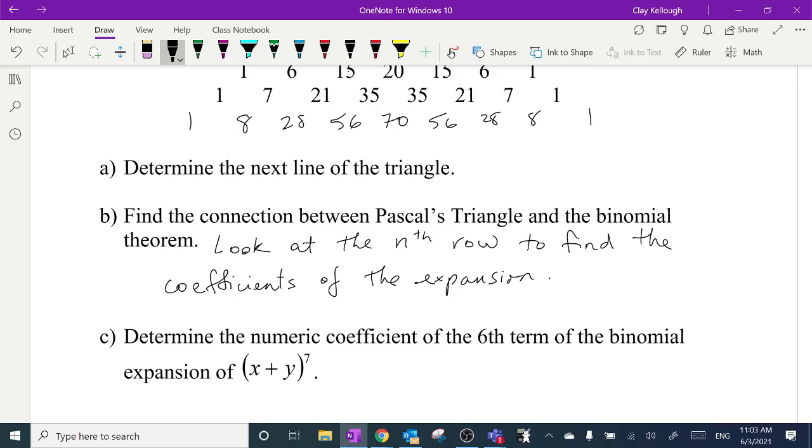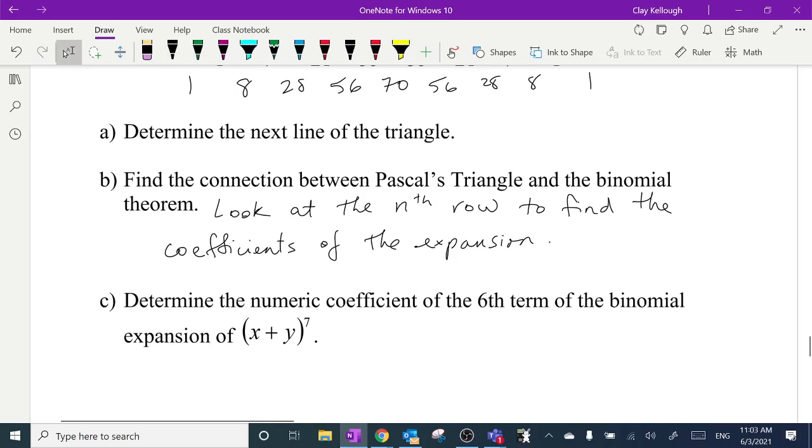So now, determine the numeric coefficient of the 6th term of the binomial expansion (x plus y) to the 7. Now when they say 6th term, that means we have to assume that they've organized it in descending powers of x, with x being in term 1. So, okay, let's see.